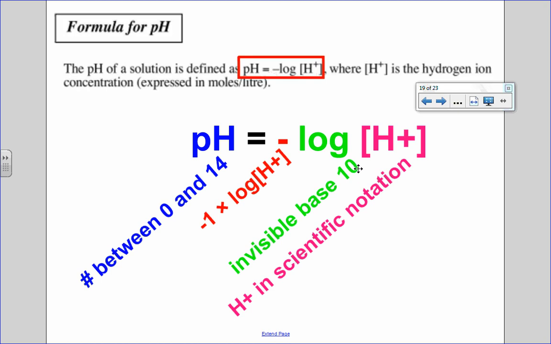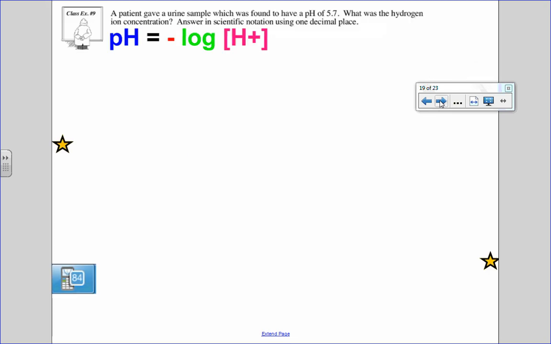This is a common log, which means it has an invisible base of 10. And hydrogen, it's in moles per liter. It's always written in scientific notation. So the two types of questions that you can be asked is, given the hydrogen, what is the pH? Or given the pH, what is the hydrogen? So let's try an example of each.